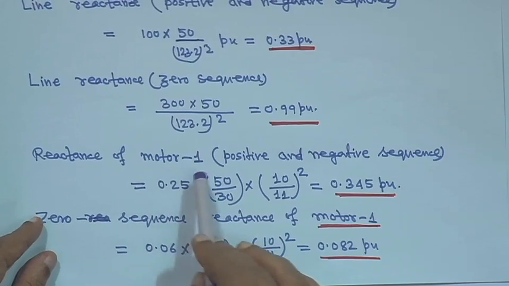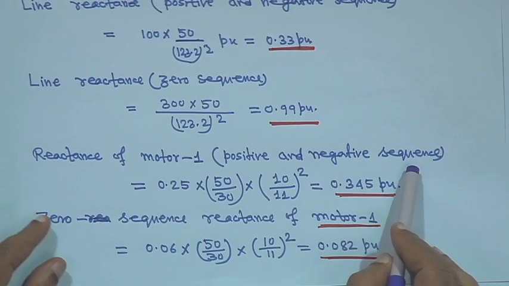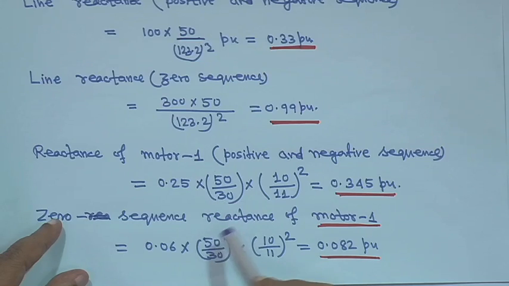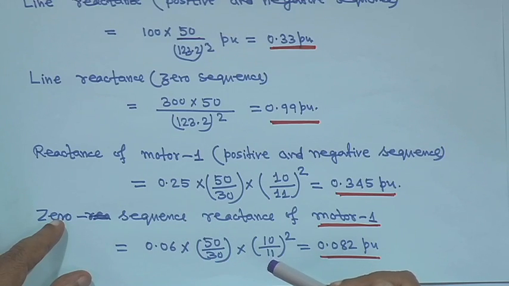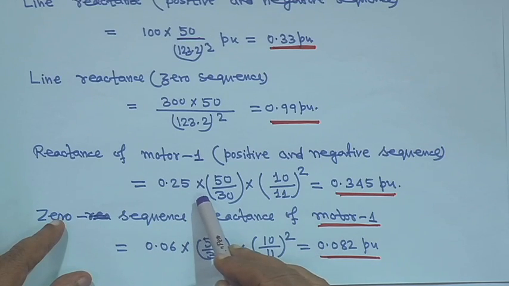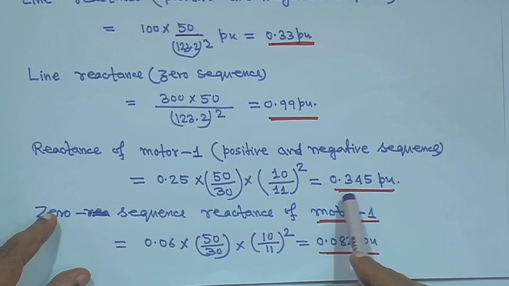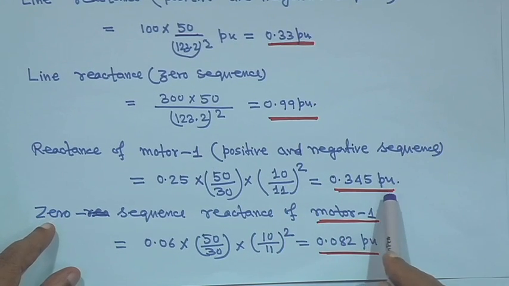So, the reactance of motor 1, positive and negative sequence, same way you just convert the ohmic value to its own base, the motor's base, then to the common base. That is called your new base, right. So 0.25 into 50 upon 30 into 10 by 11 whole square, this will become 0.345 per unit.